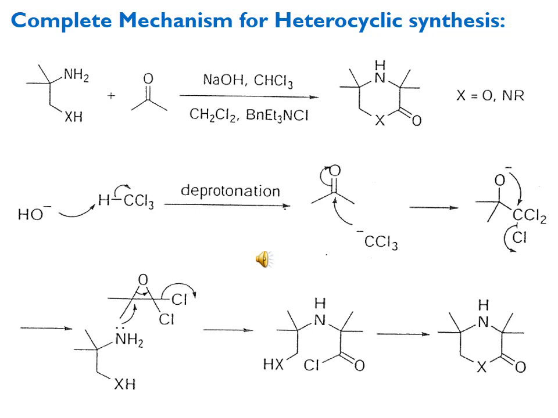The first and second steps are just similar to what we have discussed in the last slide: the base interacts with chloroform and we get a carbanion. This carbanion, acting as a nucleophile, acts on the ketone, and we get an alkoxide. This alkoxide cyclizes to form an epoxide. Then the nucleophilic amino group attacks on this.